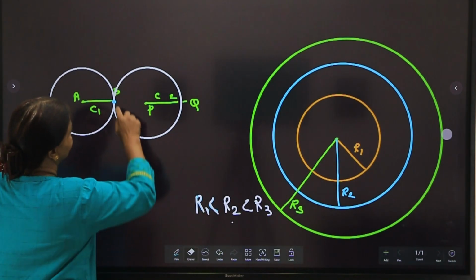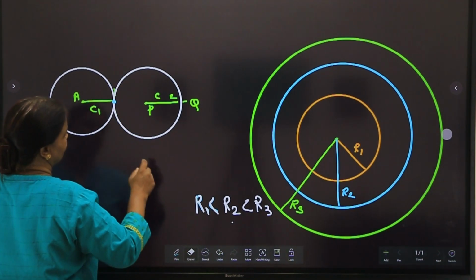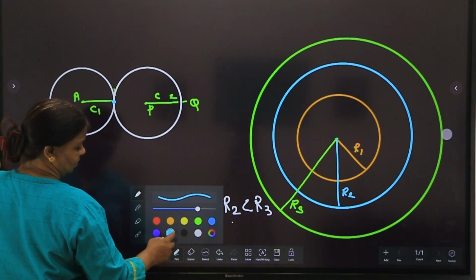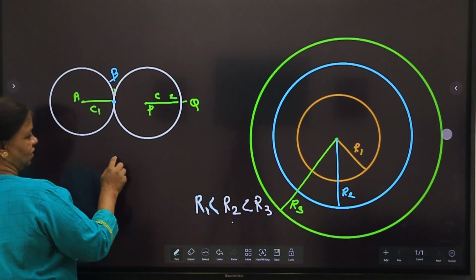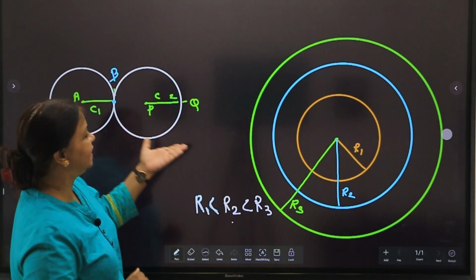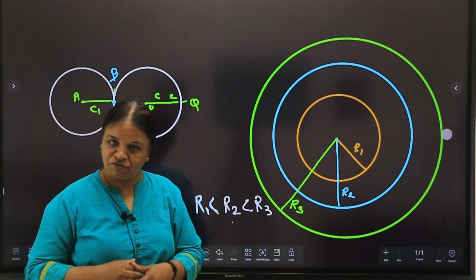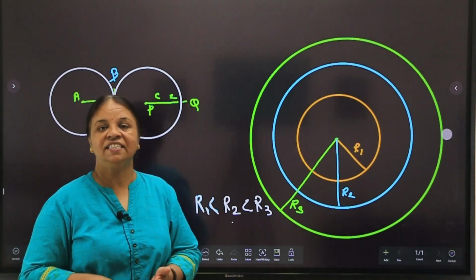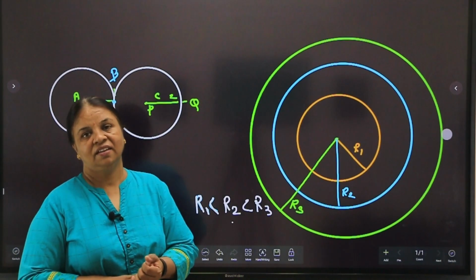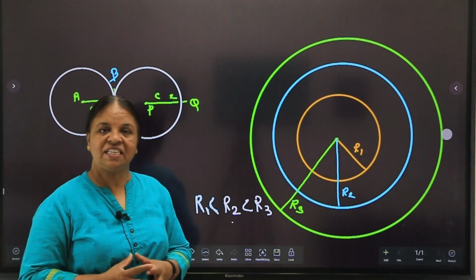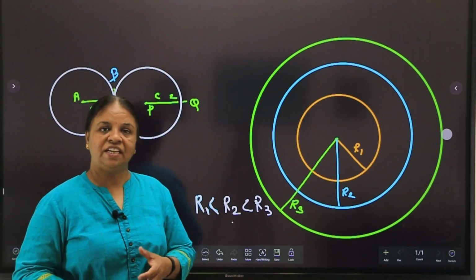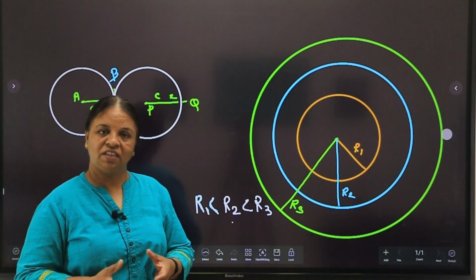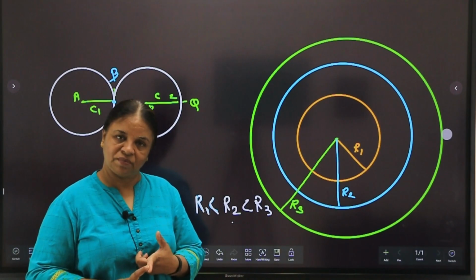So here in this case, point B is the point of contact of the circles. So external touching circles, circles of equal radii, internal touching circles, you have seen them. So this ends the basics of the circle. Let's move to the next video. The next video will be on the theorem.